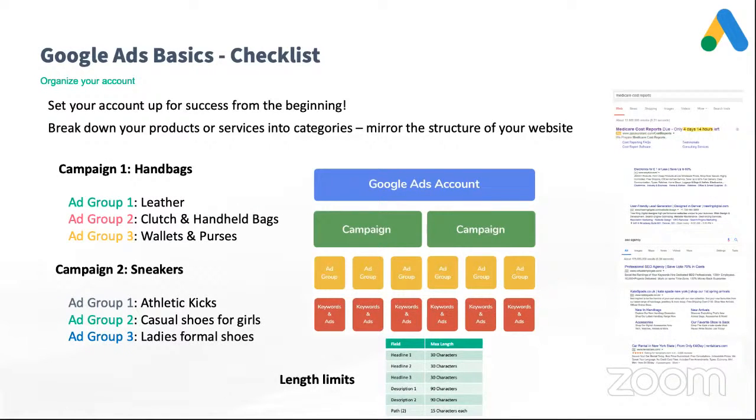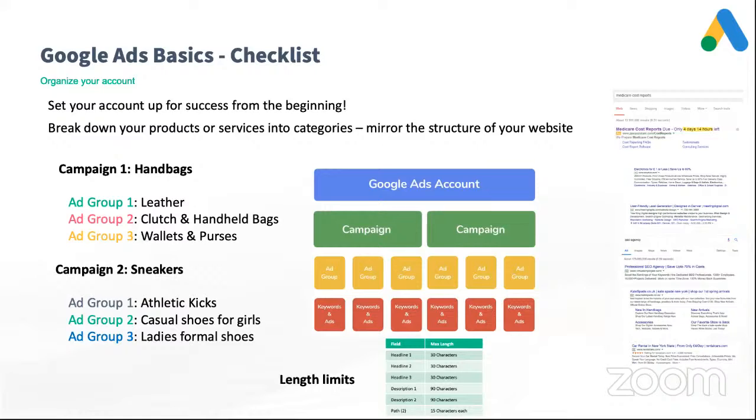As illustrated here, we talk about campaign 1, which is about handbags. So that'll be your campaign. You want to run an ad campaign on your handbags. Then you have ad groups underneath that campaign. So ad group 1 is about leather handbags, ad group 2 is about clutch and handheld handbags, and then ad group 3 is about wallets and purses.